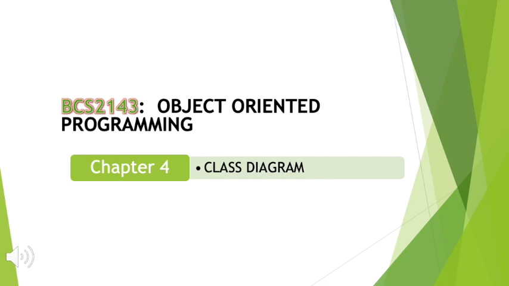Hello everyone. Today we're going to learn our chapter 4. So, chapter 4 is about class diagram. So, what is a class diagram? Class diagram is how you create the process based on the components that are involved in your system.